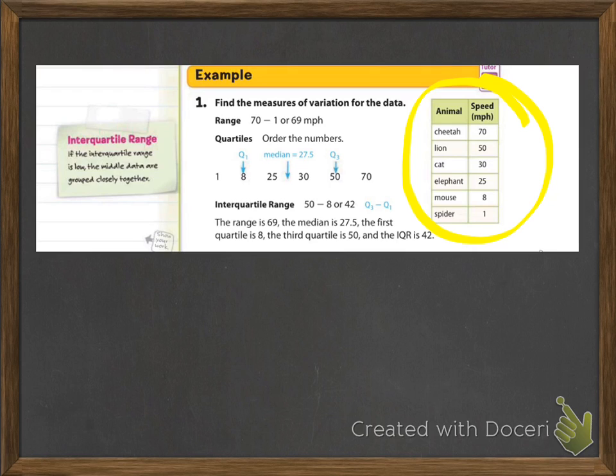They went ahead and already put our numbers in order. You can see that they put them in order from 1, 8, 25, 30, 25, and 70. Then they went ahead and found the median, the middle number.